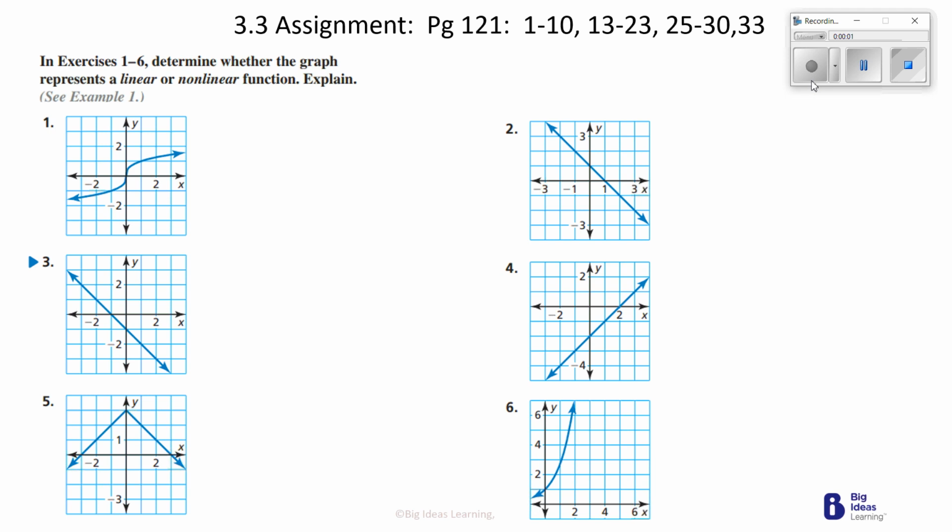Class, let's go ahead and get homework for 3-3 done. It says in exercise 1-6, determine whether the graph represents a linear or nonlinear function. Well, for number one, this is definitely not a straight line. And when we're talking about linear, we're talking about a line, not a curve. So this is not a function.